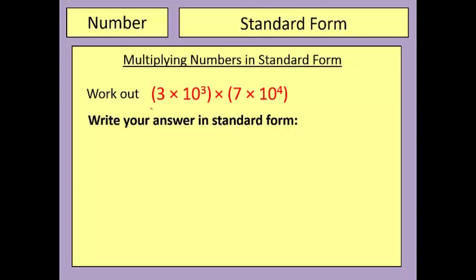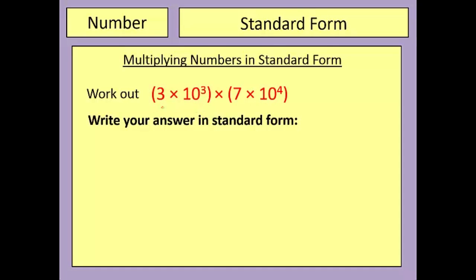In this video we're going to be looking at how you use standard form to answer some harder questions. If you haven't already done so, I recommend you go back and watch the standard form part 1 video. So this question is asking us to multiply two numbers that are in standard form. We have 3 times 10 to the 3 and we're going to multiply that by 7 times 10 to the 4.